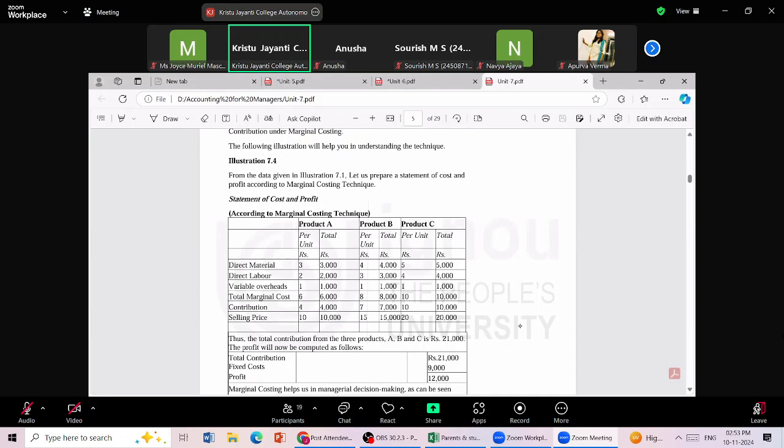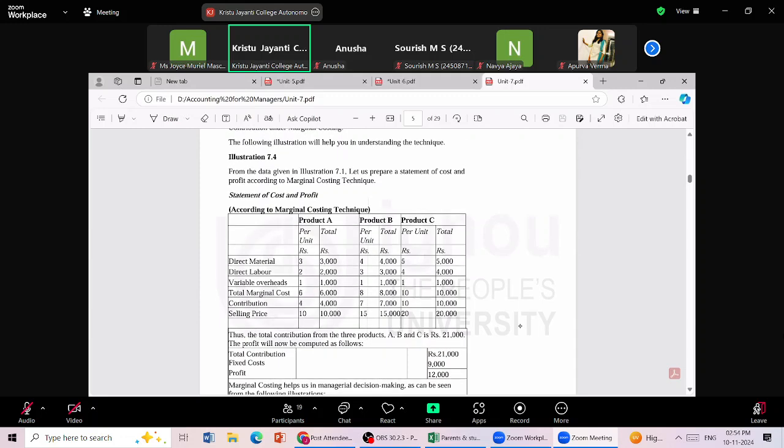The same illustration has been shown. Variable cost 1 rupee has been taken. So the total what you get is considered as your marginal cost. In this, the selling of A was 10,000, B was 15, and C was 20. So the difference between your selling price and marginal cost you consider as contribution. Contribution is nothing but your sales minus your cost.